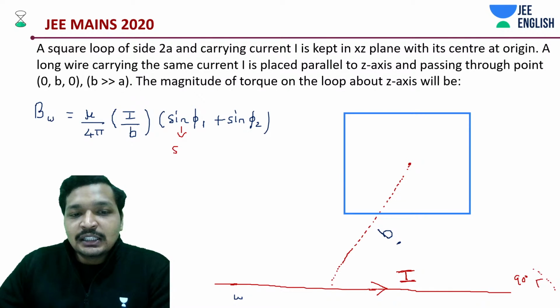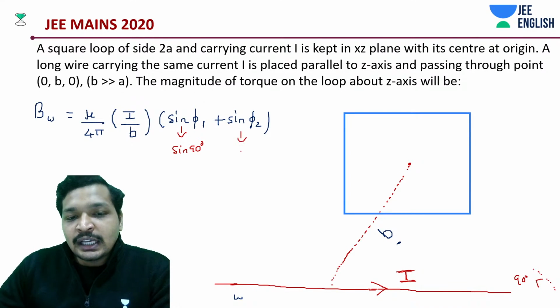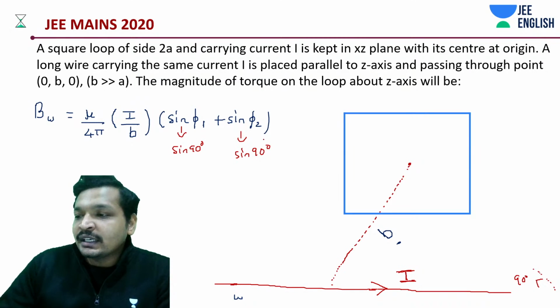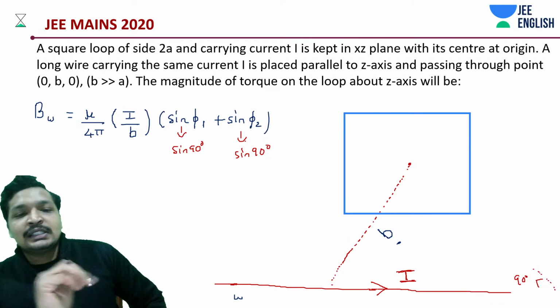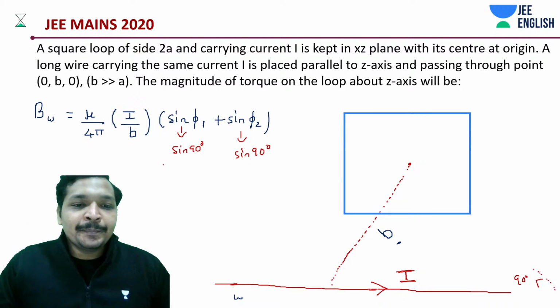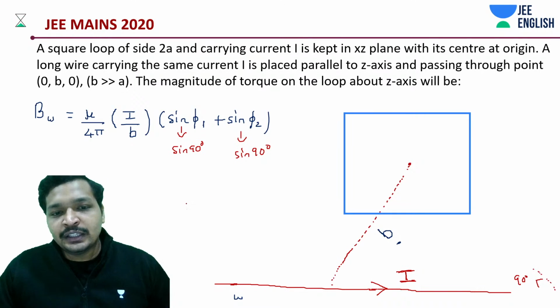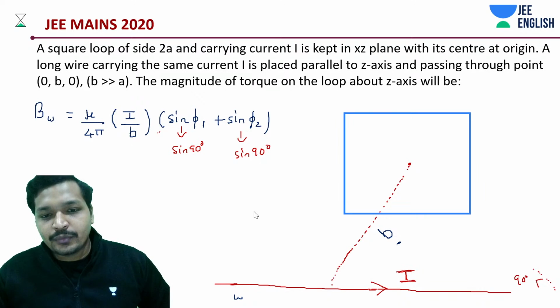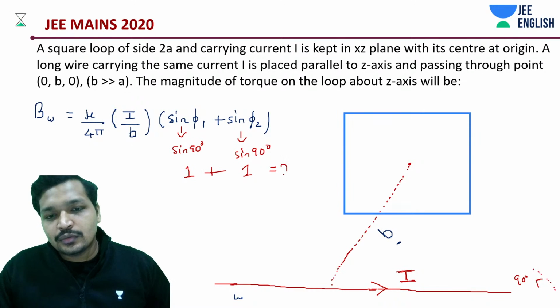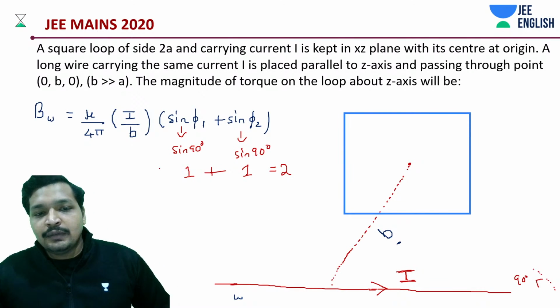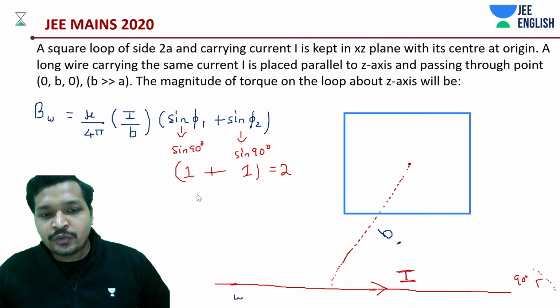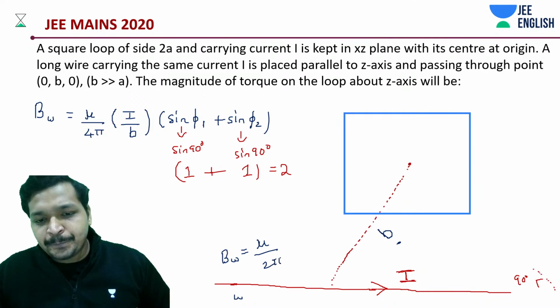Okay, so this is how much? Sine of 90 degrees, and this also sine of 90 degrees. Similarly, on the other end it's also going to be 90 degrees. So the magnetic field is going to be mu by 2 pi. This is 1, this is 1, 1 plus 1, 2. Then just substitute that 2. What would you be getting? The magnetic field due to this wire is mu by 2 pi into I by b.